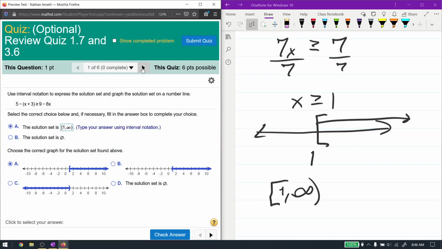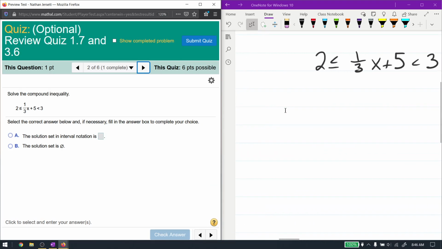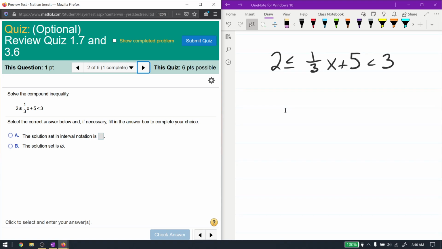Yep. Okay. The next problem is a compound inequality. You can solve this the same way we did in the previous problem, except now there are 3 sides that you have to concern yourself with. If it helps, just ignore one of the 2 sides and solve this like you would a normal inequality. Get x by itself.